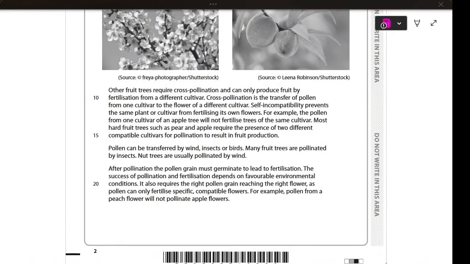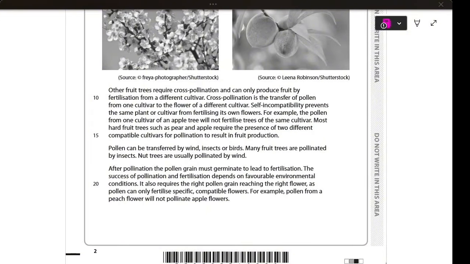Self-incompatibility prevents the same plant or cultivar from fertilizing its own flowers. For example, the pollen from one cultivar of an apple tree will not fertilize trees of the same cultivar. Most hard fruit trees such as pear and apple require the presence of two different compatible cultivars for pollination to result in fruit production.